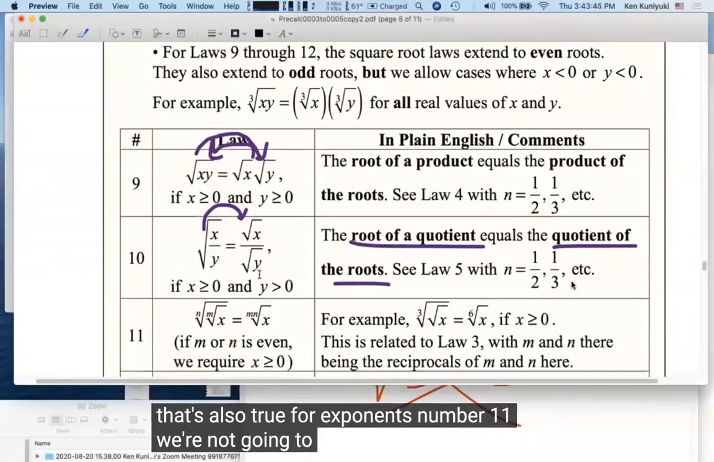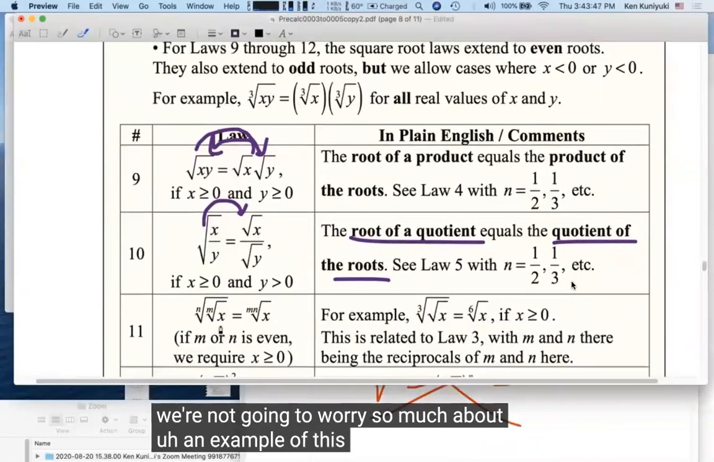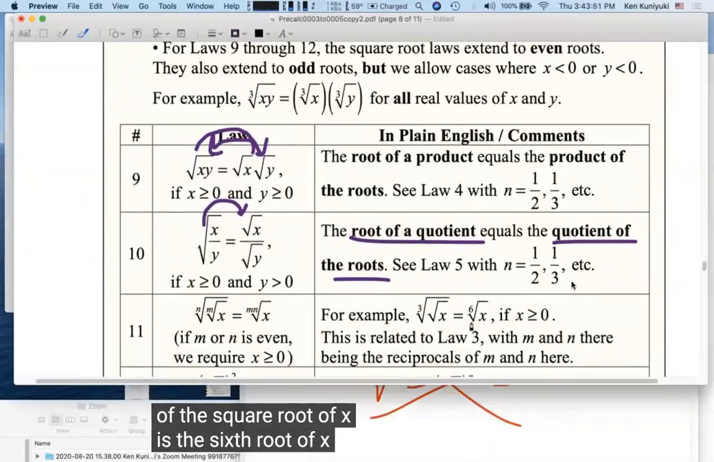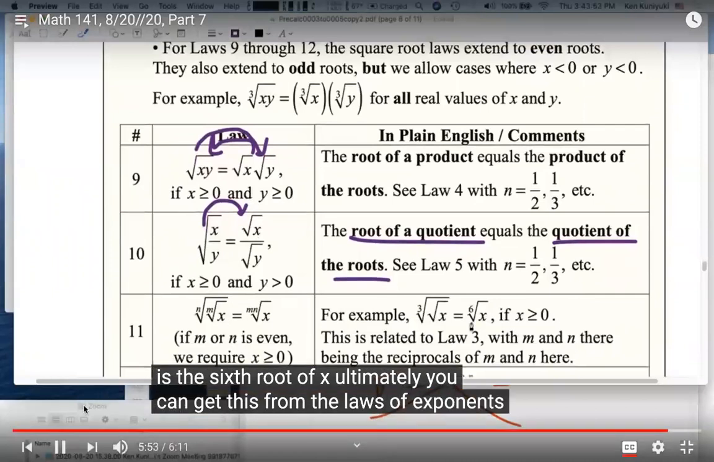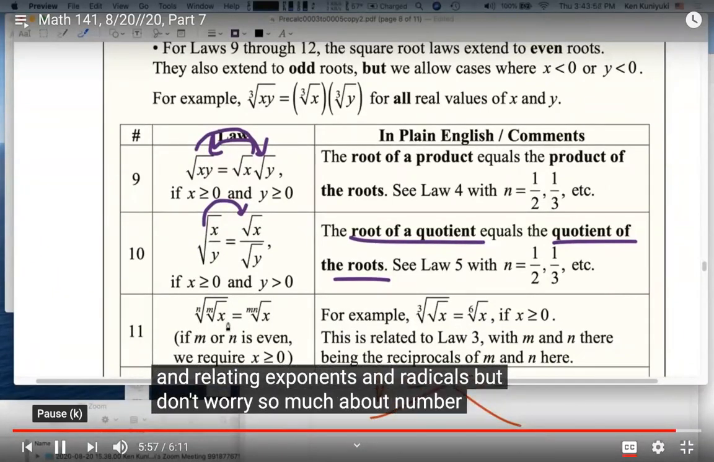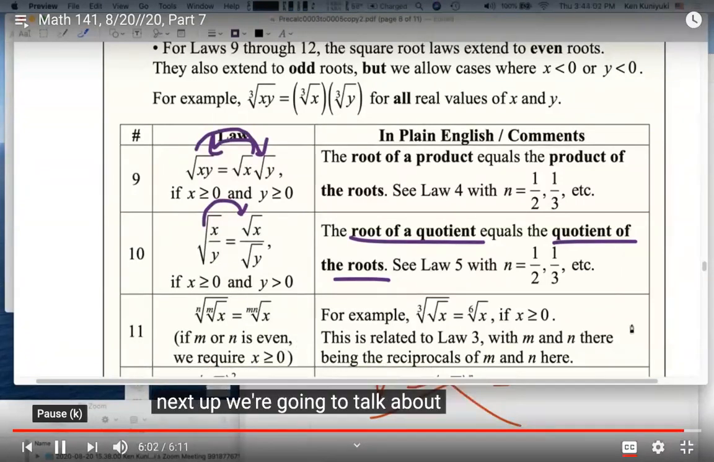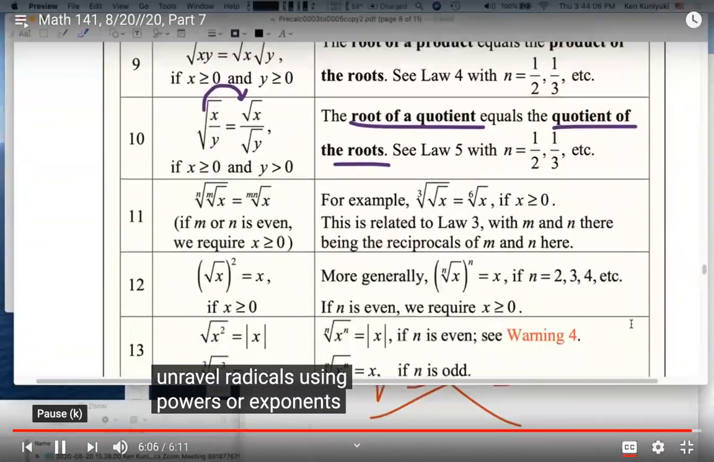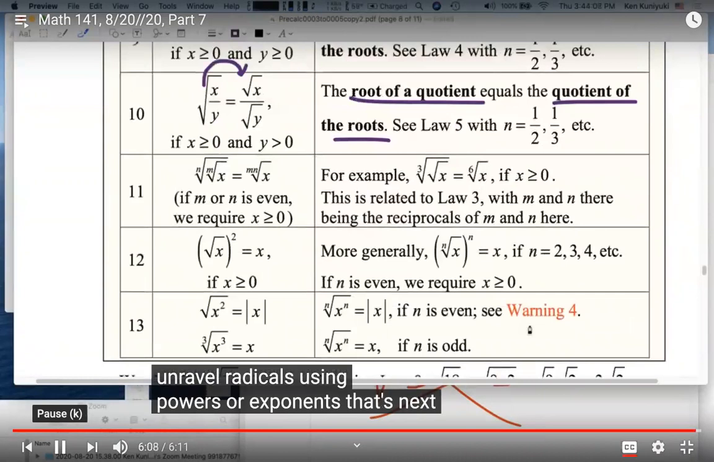Number 11, we're not going to worry so much about. An example of this is the cube root of the square root of x is the sixth root of x. Ultimately, you can get this from the laws of exponents and relating exponents and radicals, but don't worry so much about number 11. Next up, we're going to talk about how to unravel radicals using powers or exponents. That's next time.